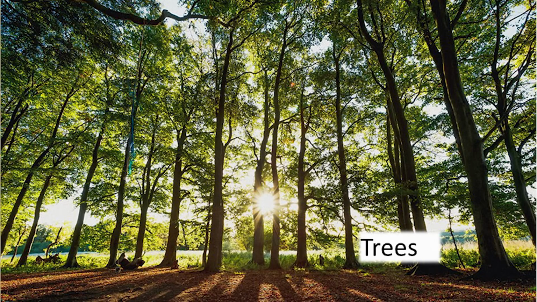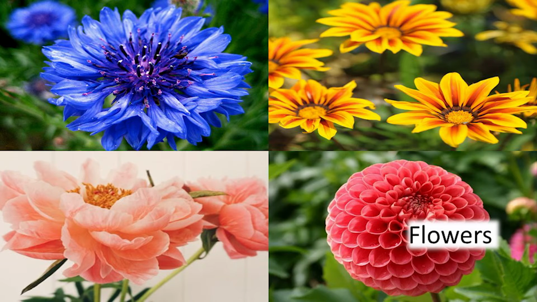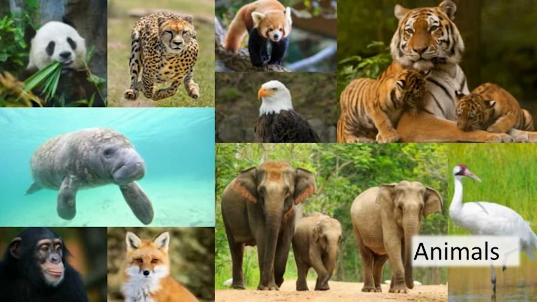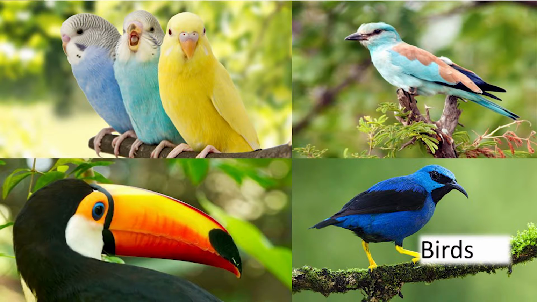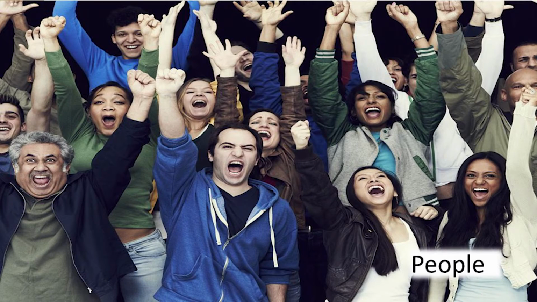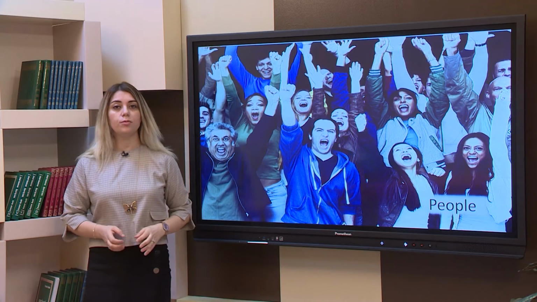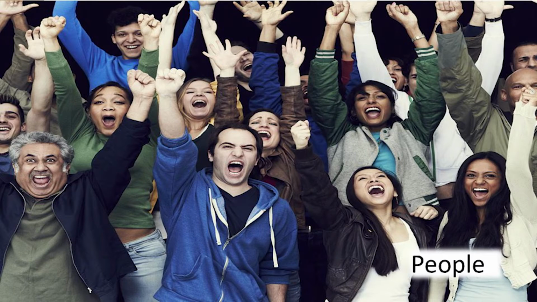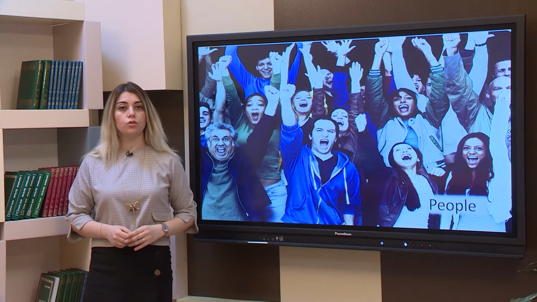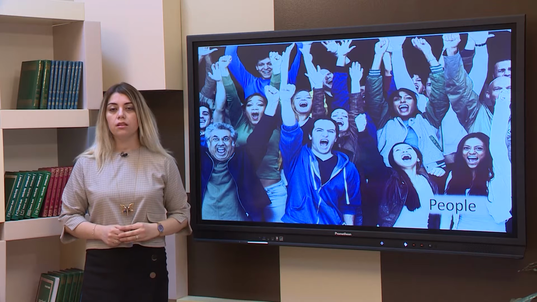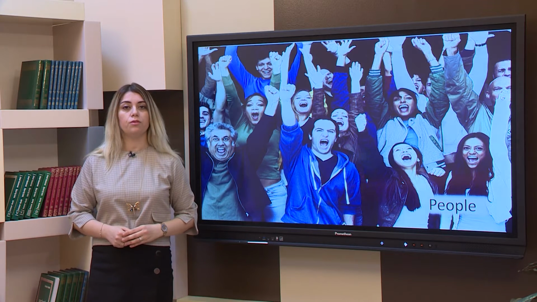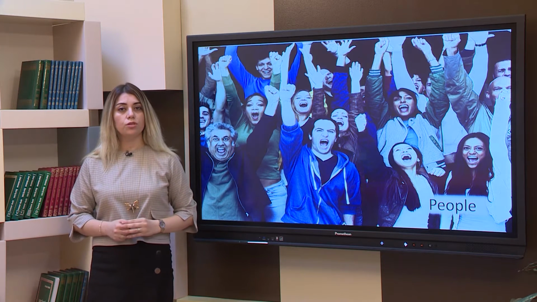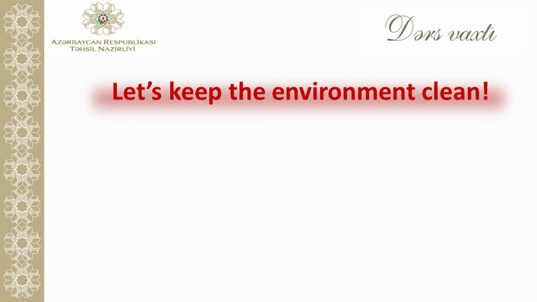The trees, plants, flowers, animals, birds, and even people. Environment is everything that we see around us. It is the air we breathe, the water we drink, and the land on which we walk and stay. It is very important to keep our environment clean because clean water and clean air are very important for our health. That's why we should keep our environment clean.